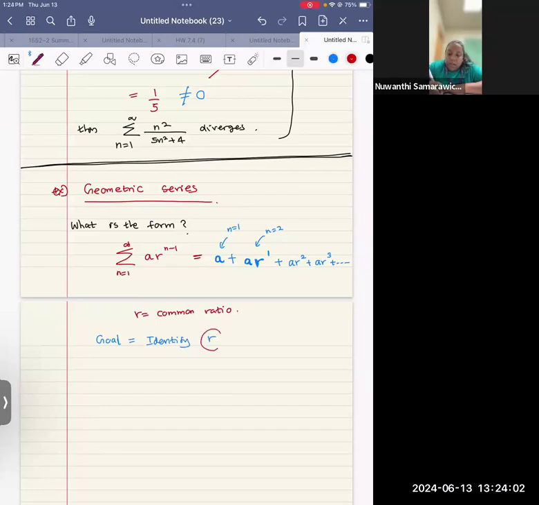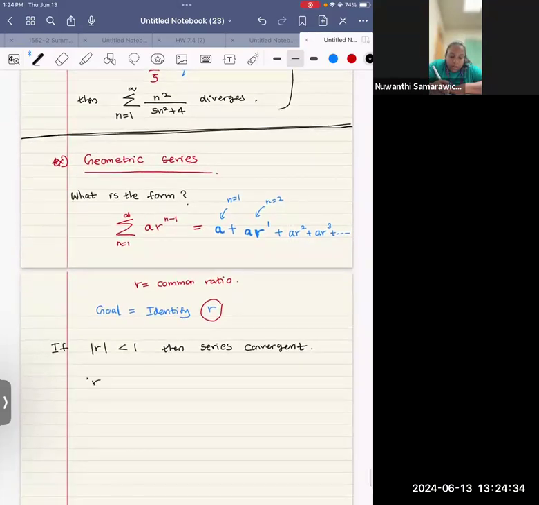That is the common ratio. Why? Because if the absolute value of R is less than 1, then the series is convergent. Whenever you find the R value is less than 1, we can straight away say the series is convergent. When the absolute value of R is greater than or equal to 1, then the series is divergent.